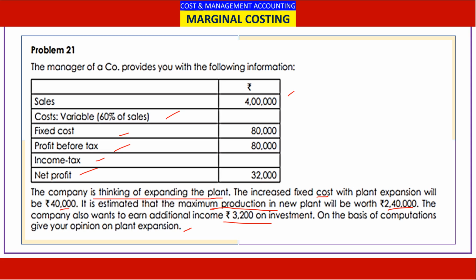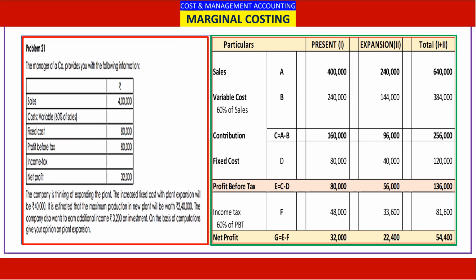Here, the simple thing is that with doing all these, the company wants to earn over and above what it is earning today. It is earning 32,000. They want to earn minimum of 32,000 plus 3,200. That is 35,200 rupees is what is their target profit. We have to do it from the marginal costing point of view. Same template we will keep. Let us post the figures.